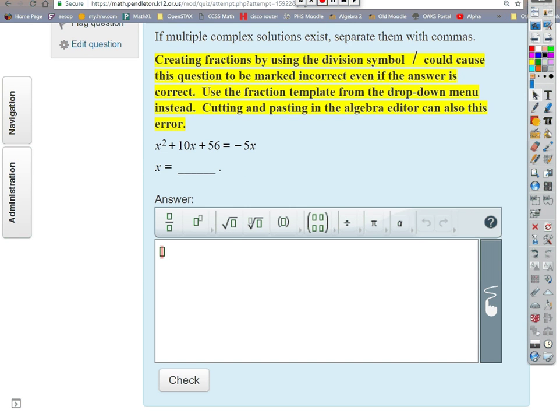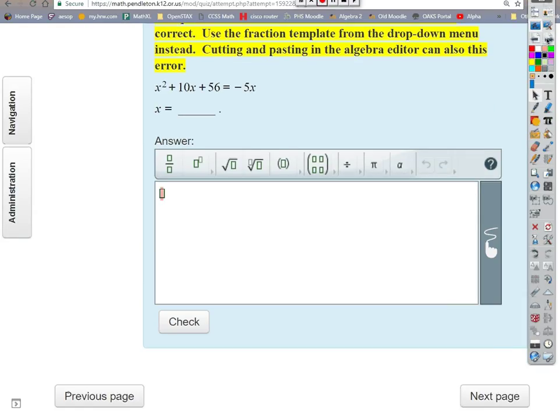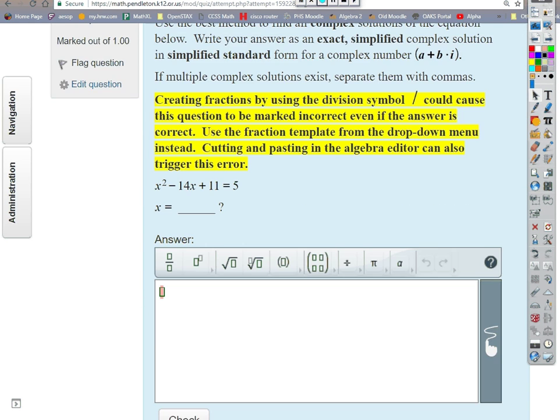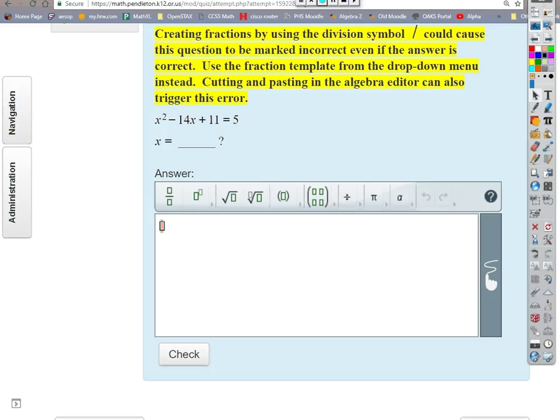Okay, quadratic formula, right? Or maybe complete the square, factoring. But you can always use quadratic formula. Even if you can factor, quadratic formula still would work. It's just a little harder, right? Same thing, put it in standard form, quadratic formula, right?